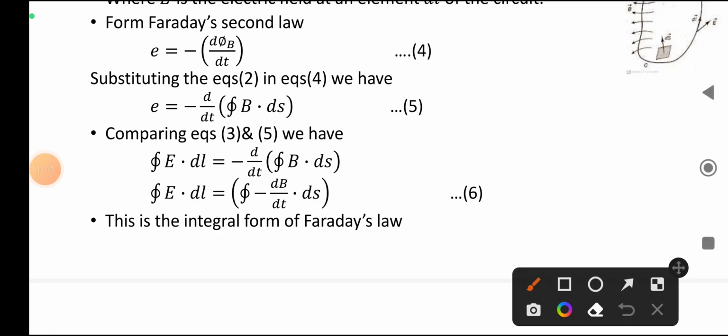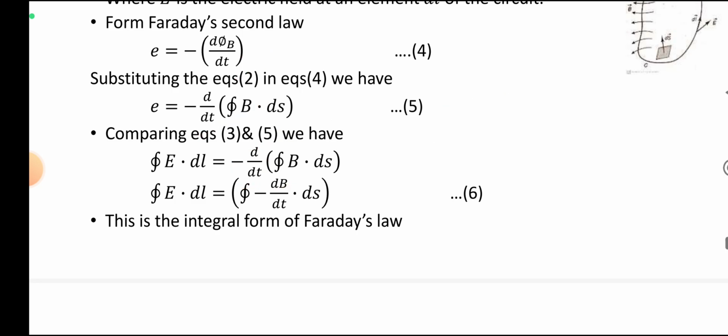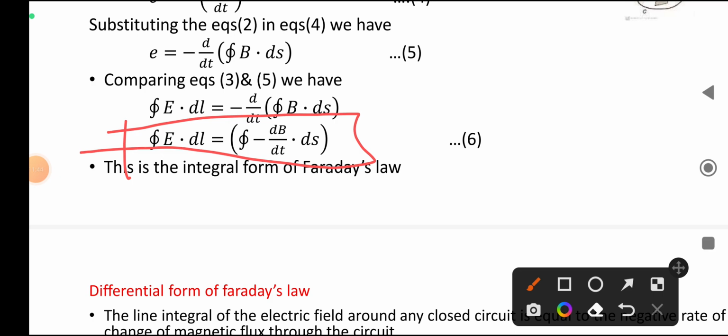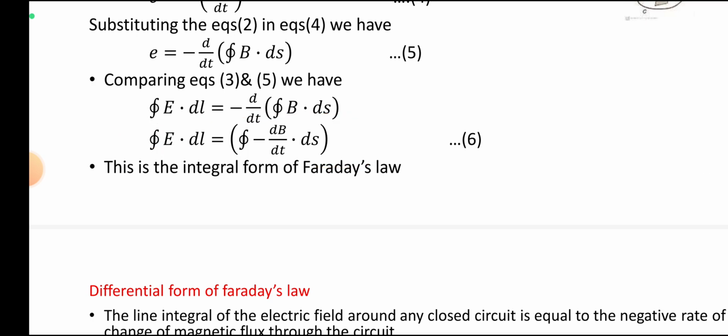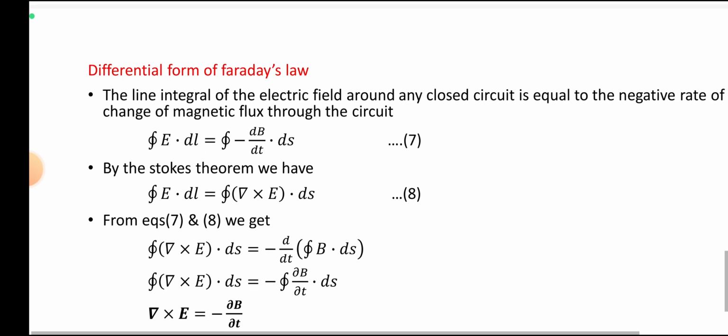Substituting equation 2 in equation 4, we got 5, and from equations 3 and 5, we write minus dB by dt inside. Then we differentiate only the B value, so minus dB by dt. This equation 6 is called the integral form of Faraday's law. Integral of E dot dl is equal to integral of minus dB by dt dot ds, which is the integral form of Faraday's law.